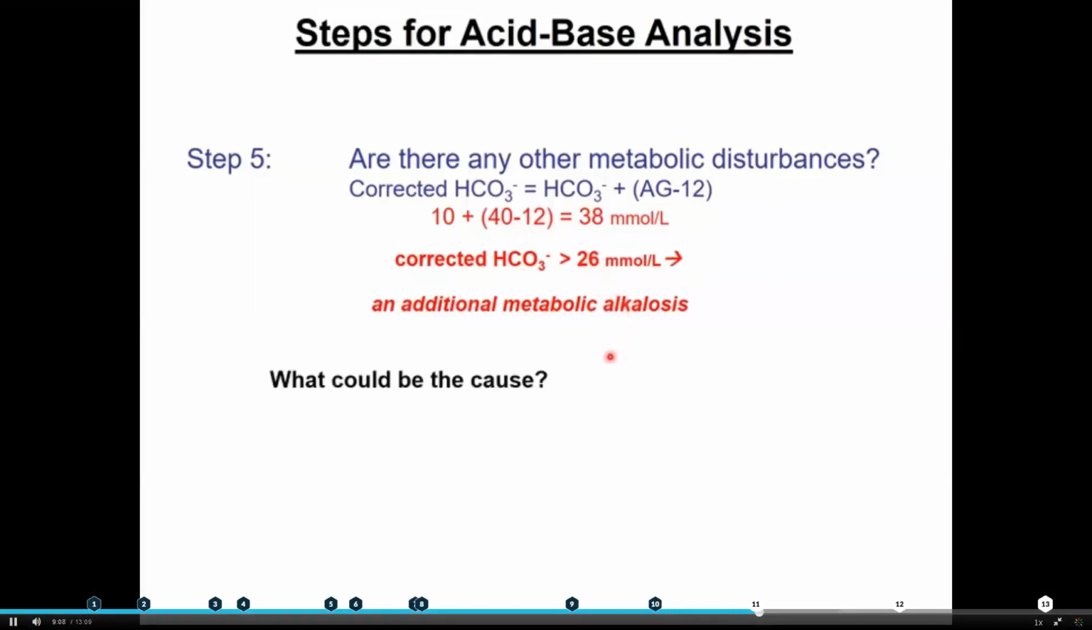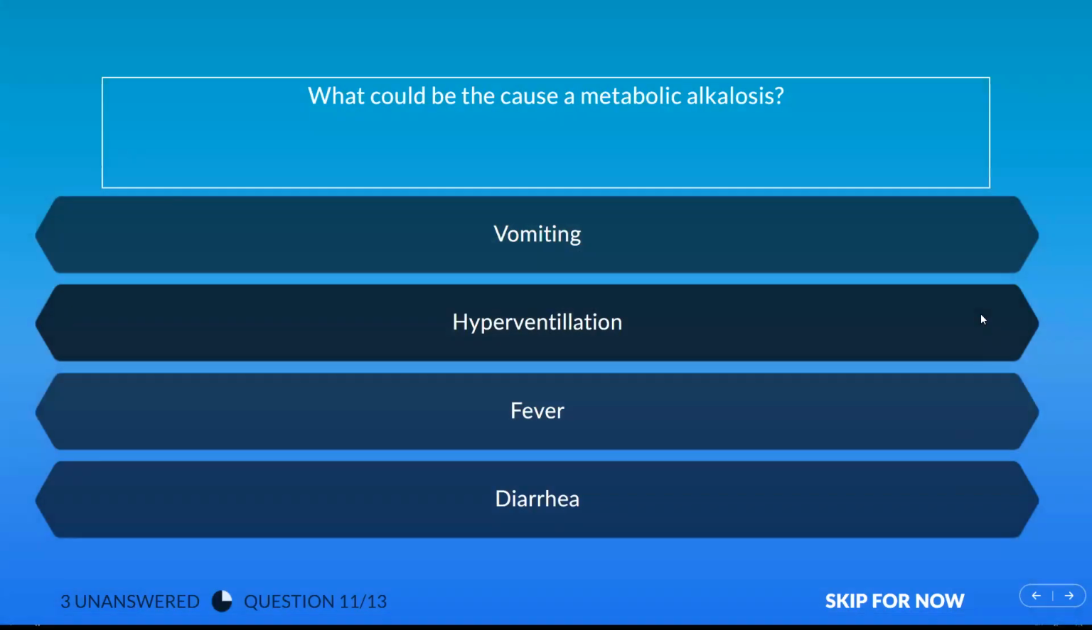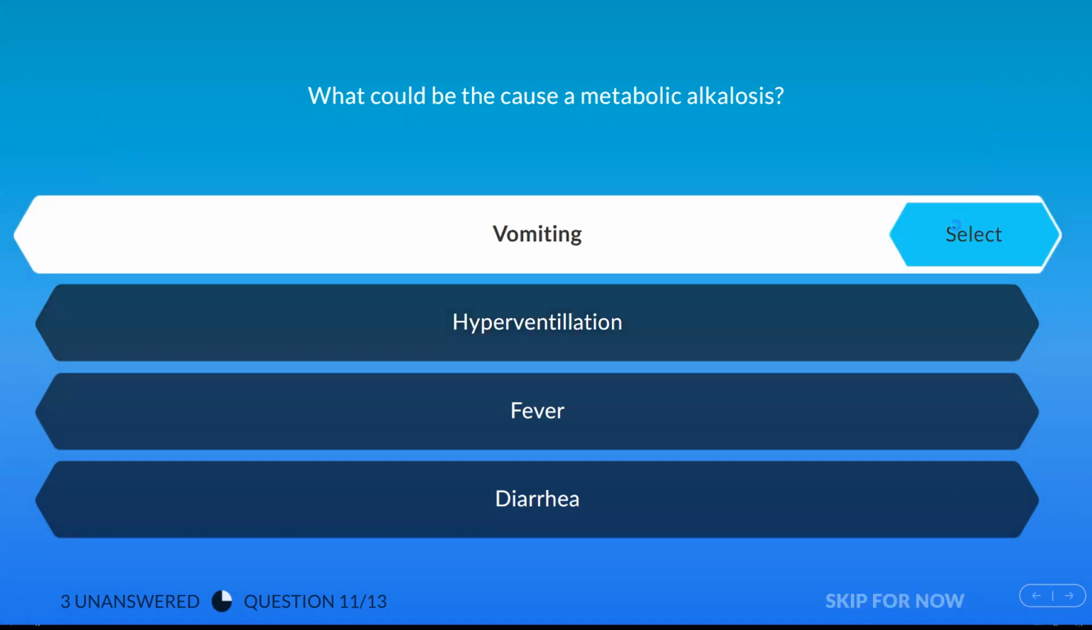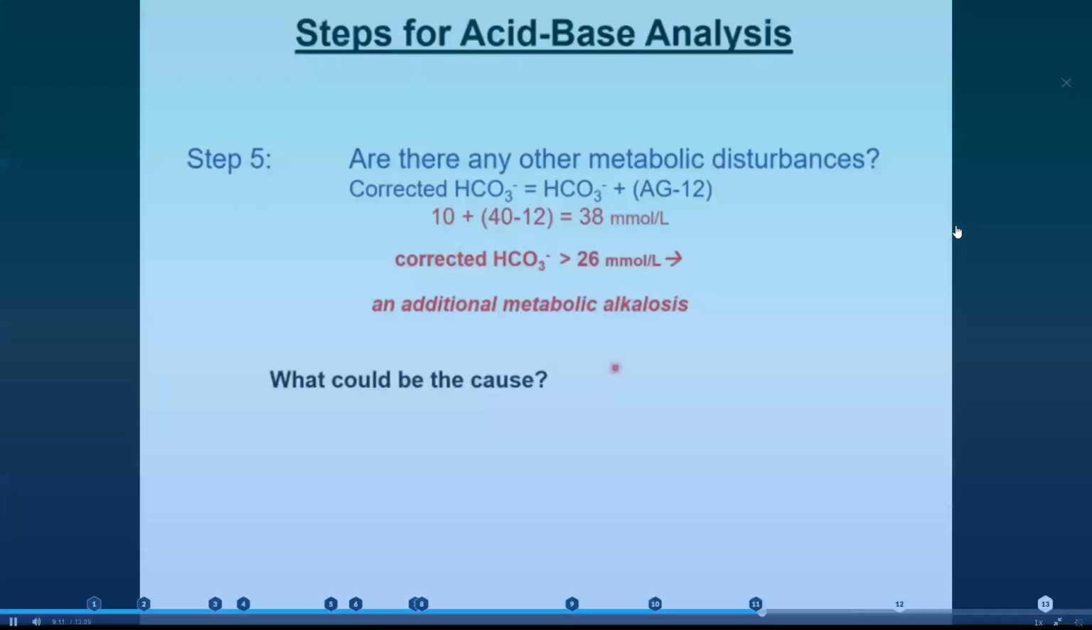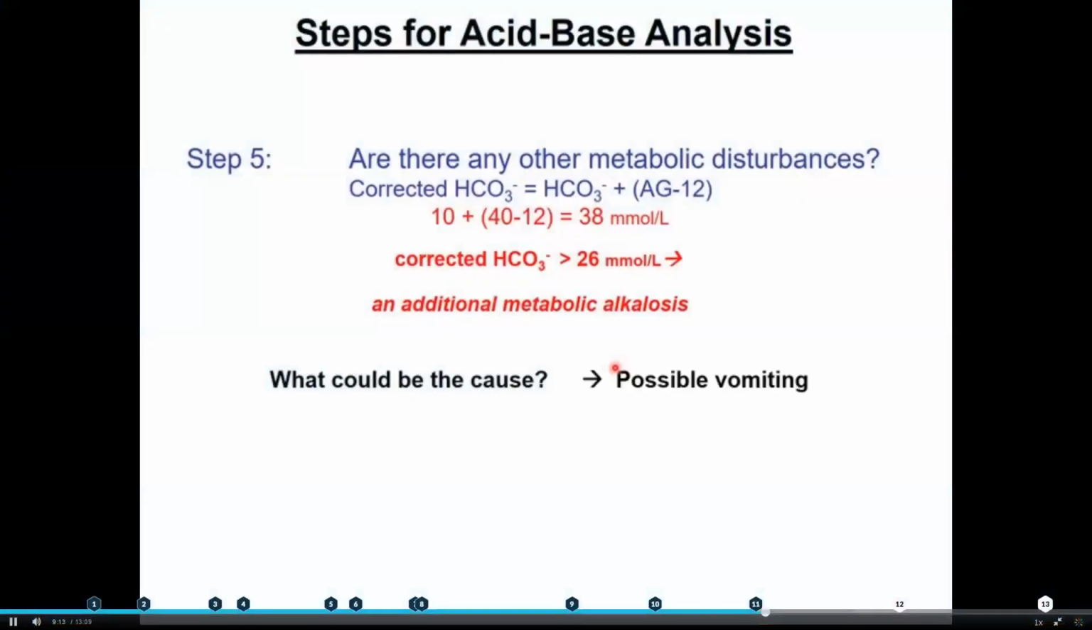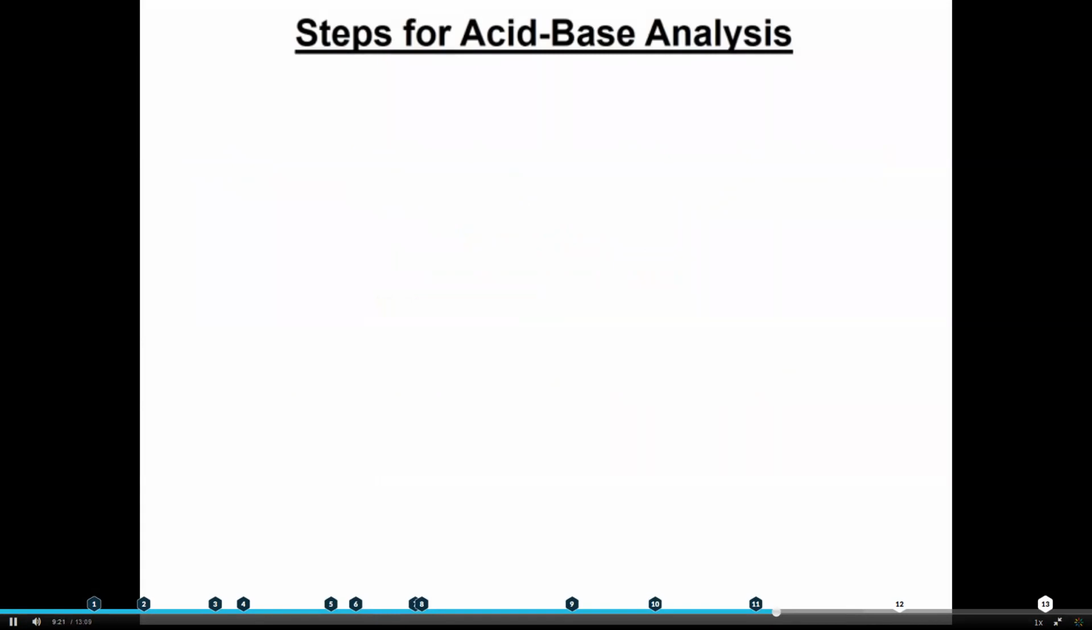Now, what could be the cause of this metabolic alkalosis? Vomiting, exactly, vomiting. Yes, that's it. Possibly the vomiting. Hopefully, now you can see how you are going to evaluate an acid-base balance.